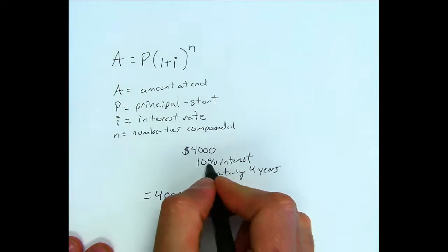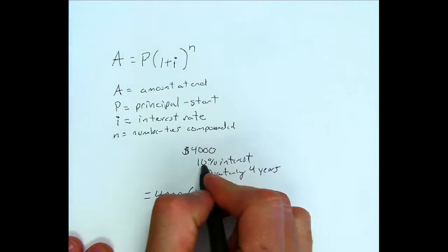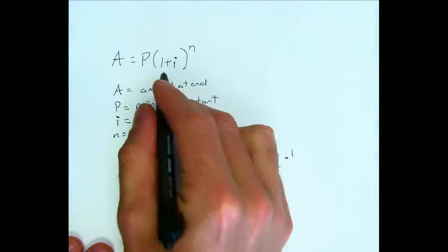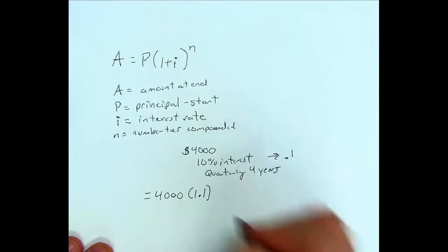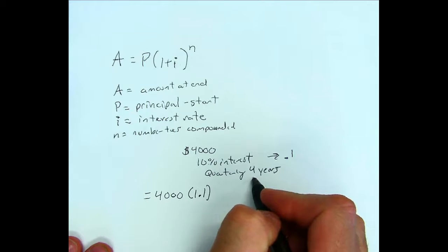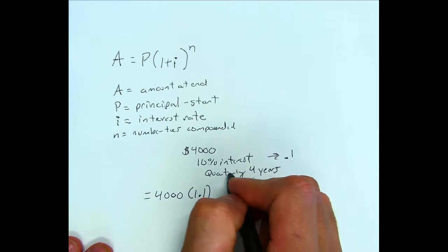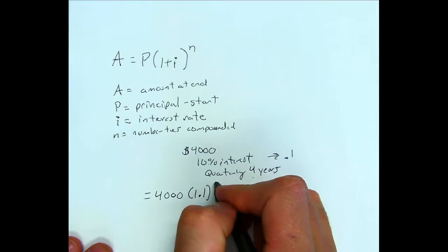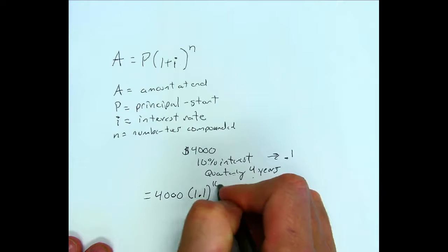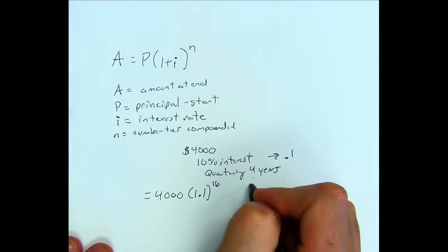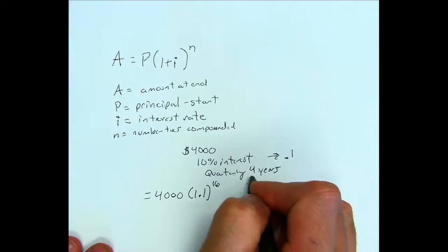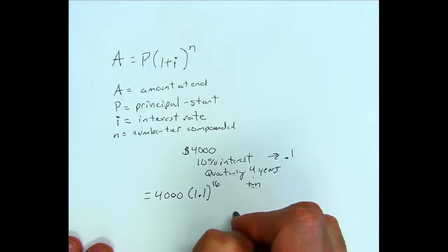Then 1 plus the I, the interest rate, so I got to change 10% to a decimal, and that's going to be 0.1. So if I add that to 1, I'm going to get 1.1. And then n is the number of times it compounded. But I said 4 years, all right, but I did it quarterly. So quarterly means 4 times, so I do 4 times 4, so I'm going to do 16. All right, so sometimes you can do t times n, depending on the amount of times it's going on. So you got to keep that in mind.